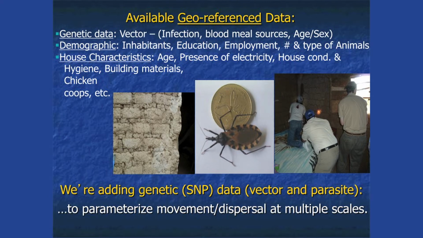And what we're adding to this over the past years is genetic SNP data, and it's going to basically be able to tell us, or we actually already know at the end of this year that it will be able to tell us, how the bugs are related to each other, how many blood meals they've actually fed on at the household level.